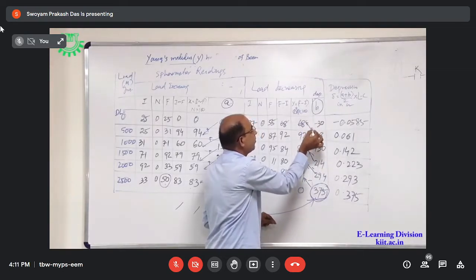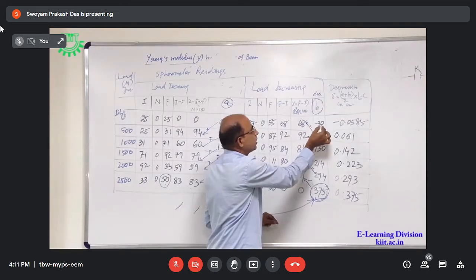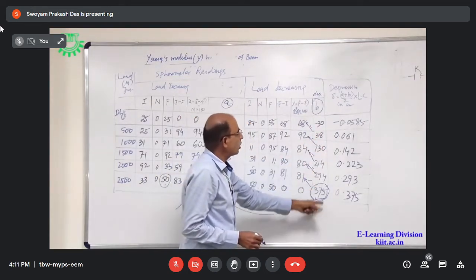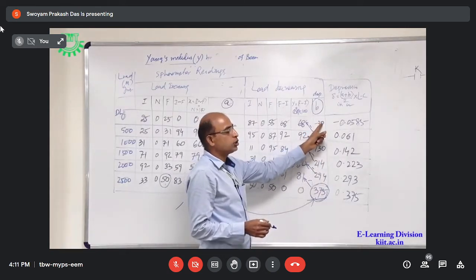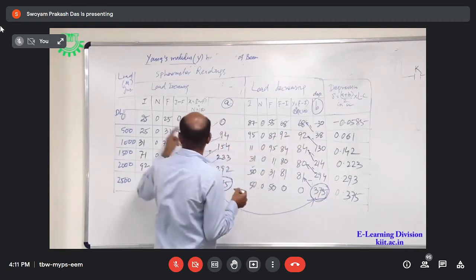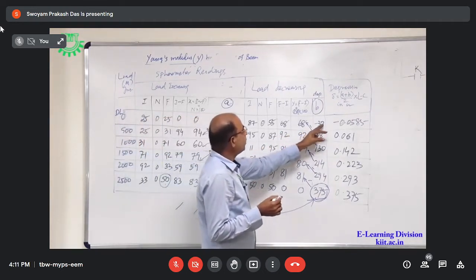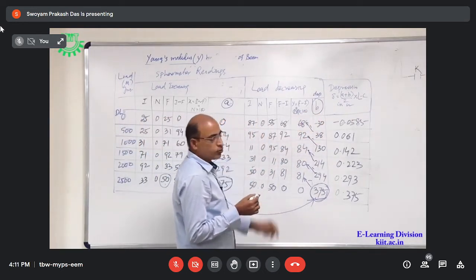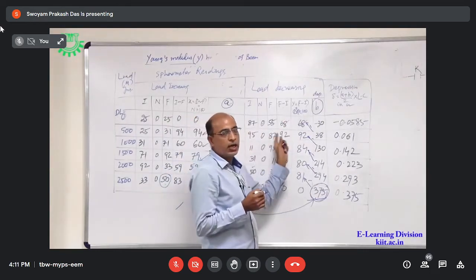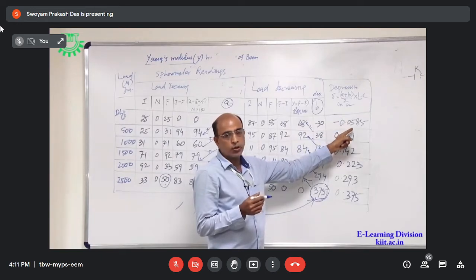Then 38 minus 68, that gives minus 30. So in this way, whatever comes, whether positive or negative, we are not to be worried, because this is the zero load. After you get A and B in terms of circular scale divisions, now we will find its average and multiply it with the least count of the spirometer.